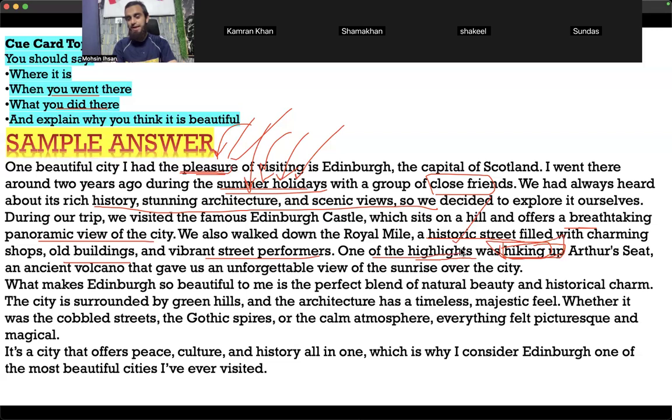One of the highlights means you are going to highlight something very important and interesting, right? One of the highlights of the place was hiking up Arthur's Seat, an ancient volcano that gave us an unforgettable view of the sunrise over the city. Whatever it is, it gave us a memorable trip, an unforgettable idea. We can never forget that, right?